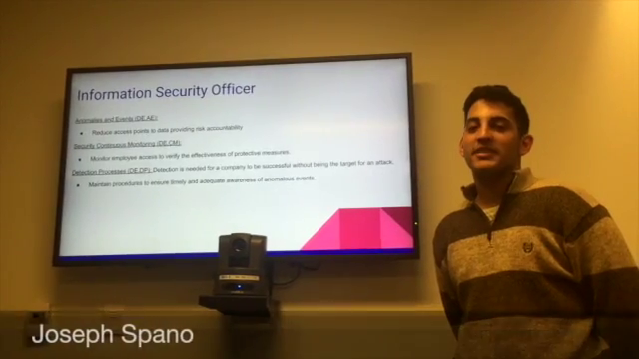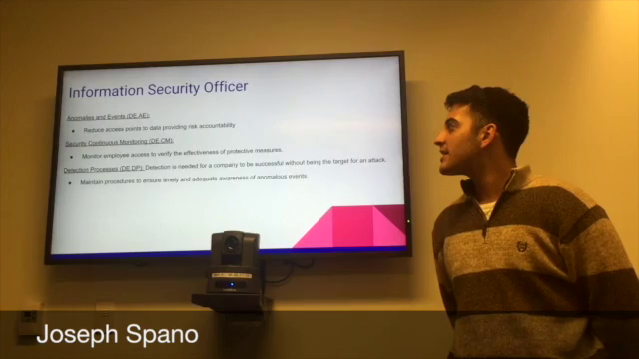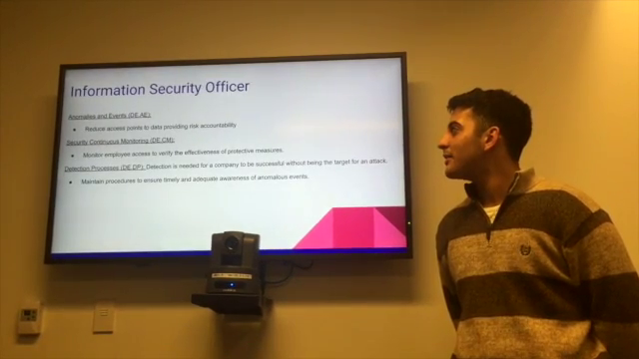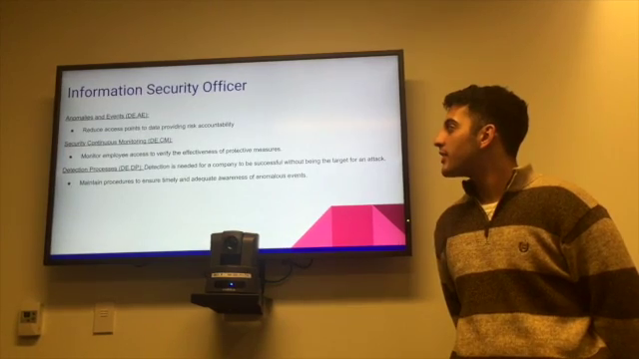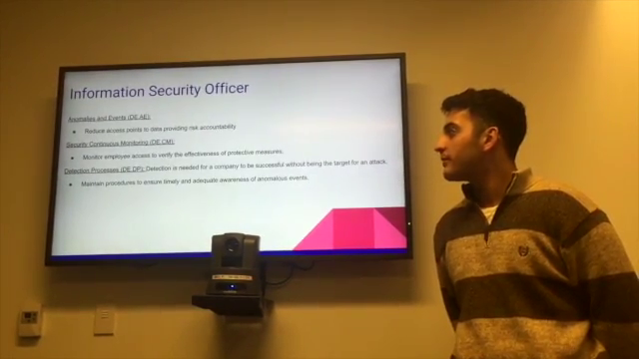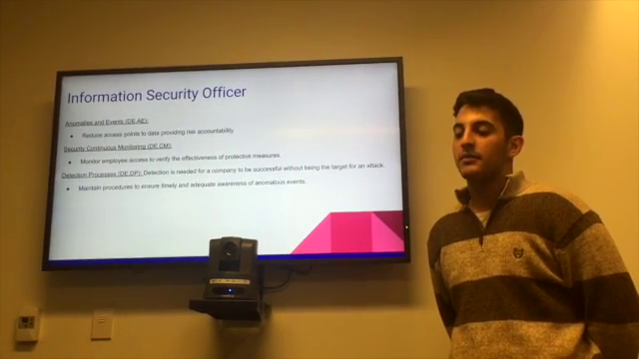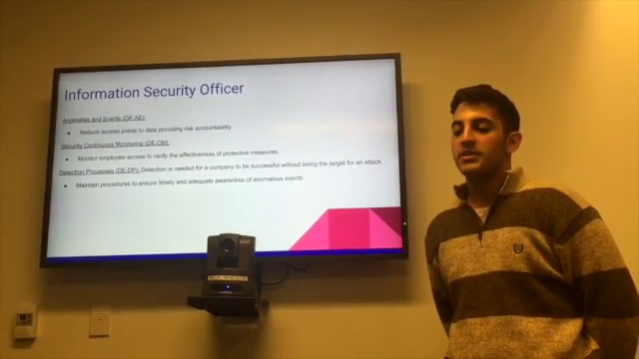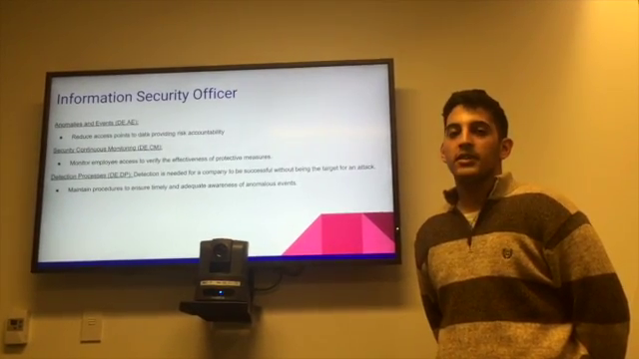As a Chief Information Security Officer in the NIST framework, anomalies and events. Reduces access points to data providing risk accountability. Security continuous monitoring. Monitor employee access to verify the effectiveness of protective measures. Detection processes. Detection is needed for a company to be successful without being the target for an attack. Maintain procedures to ensure timely and adequate awareness of anomalous events.